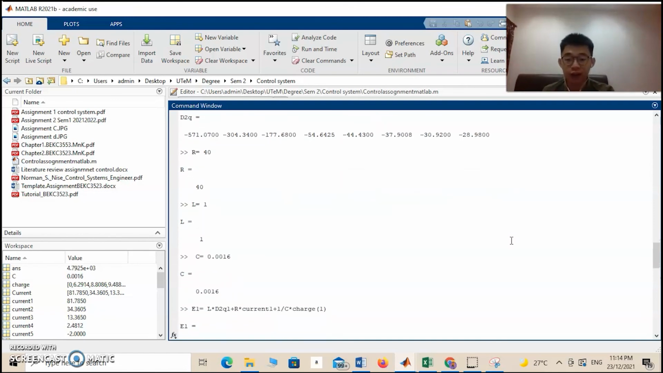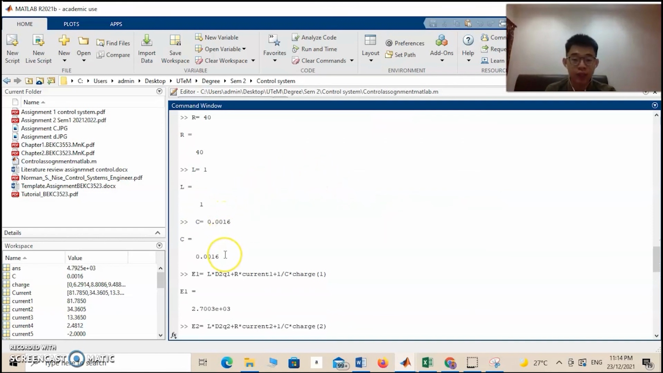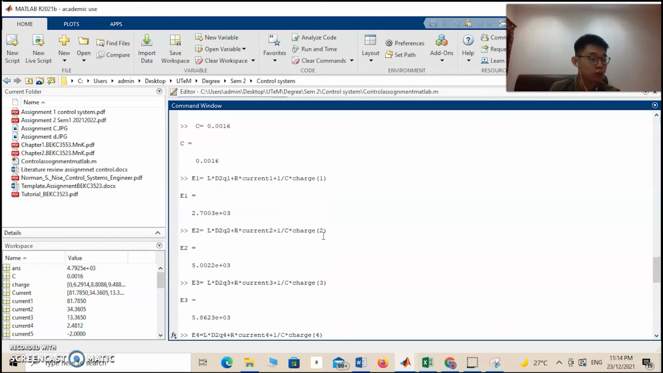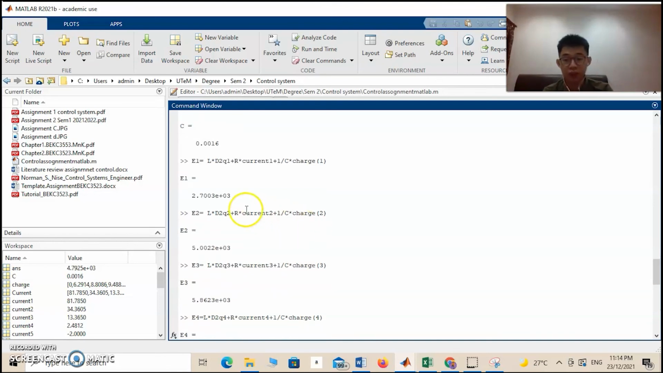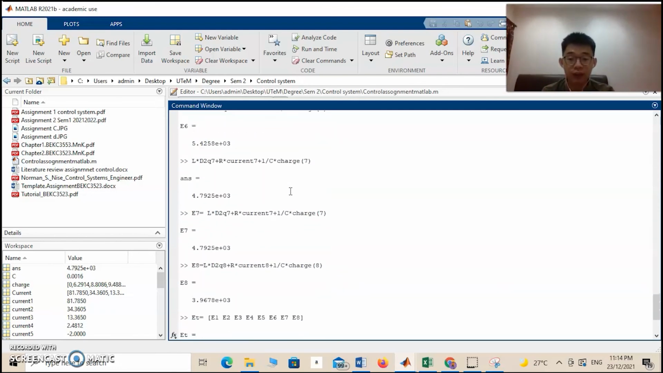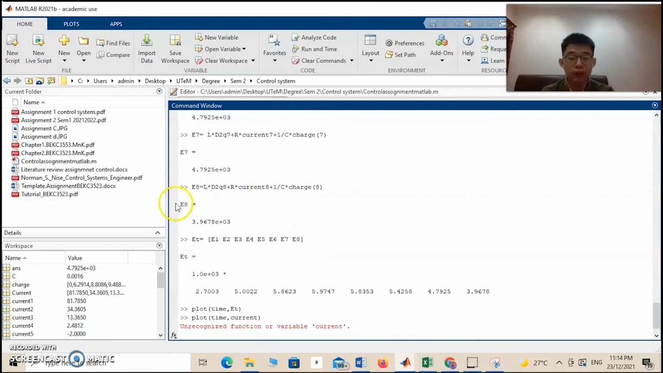Next, I define the values for R, L, and also C so that we can place them inside the E(t) formula. As we know, E(t) equals L times D2Q, the second derivative of Q, plus R times the first derivative of Q, plus 1 over C times Q. Similar to just now, we key in the formula and also the data points for charge and current. So here's the calculation, and finally we place all the E values into the ET array.